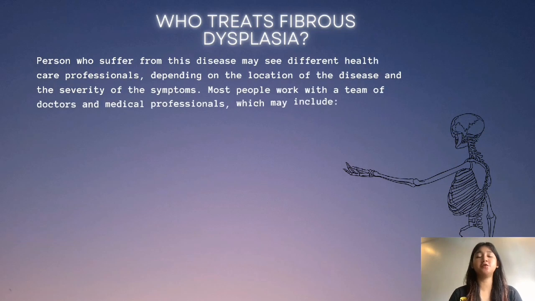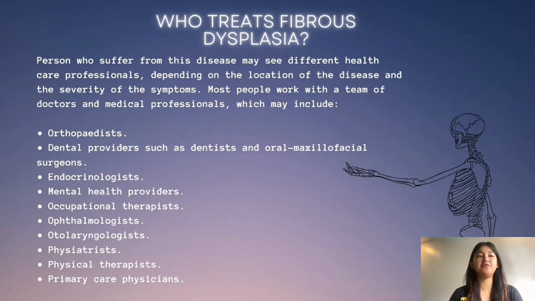Persons who suffer from this disease may see different healthcare professionals depending on the location of the disease and the severity of the symptoms. Here are the different specialists that may assist in this kind of circumstance. First is orthopedists, who treat and perform surgery for bone and joint diseases. Dental providers such as dentists and oral maxillofacial surgeons provide dental care and treat problems of the mouth and jaw. Endocrinologists treat bone problems and problems related to the glands and hormones. Occupational therapists teach how to safely perform activities of daily living.